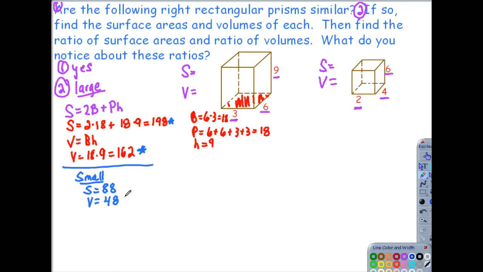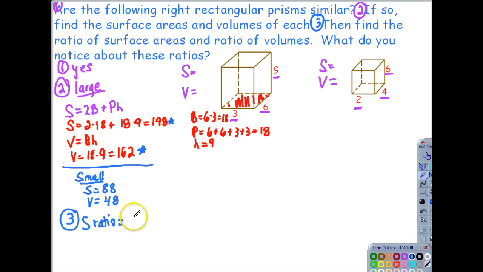Now the next step says, let's find the ratio of surface areas and the ratio of volumes. If I say find the ratio, it's just comparing two things. So if we're comparing the surface areas, the larger surface area is 198. This would be the surface area ratio.